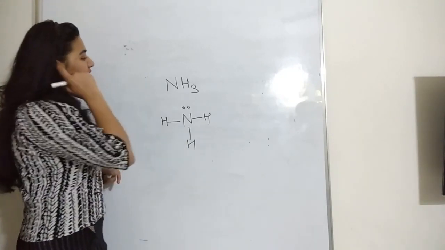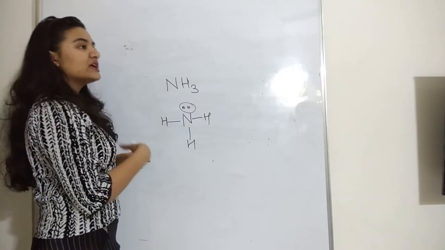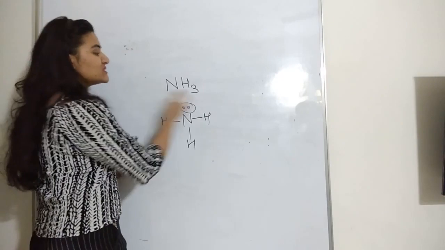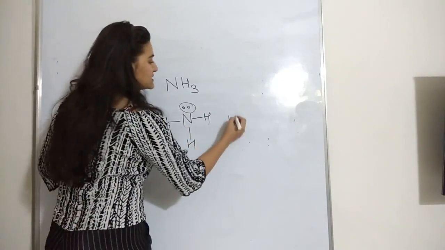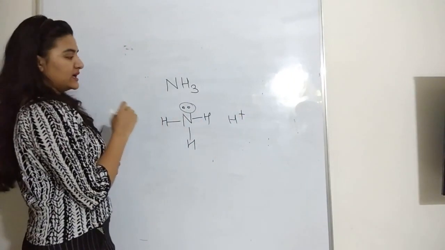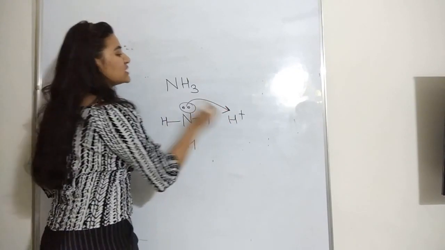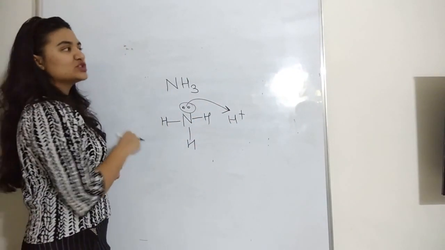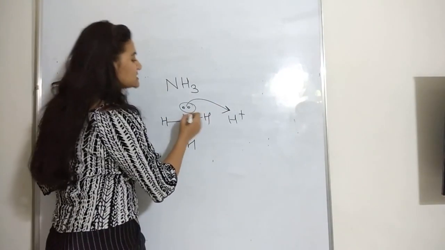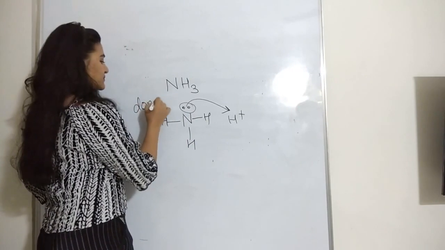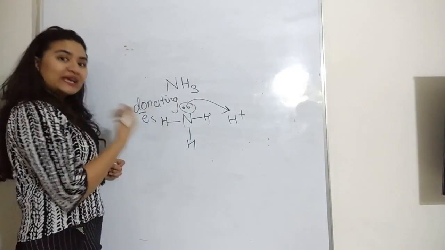Okay, so this lone pair, because it is an extra pair of electrons, if there is an H plus in the vicinity or close by NH3, what is it going to do? If there is H plus in its surrounding and it has extra electrons, it is going to donate this extra electron pair to that H plus which does not have any electron and make a bond with it. And because it is donating electrons, it has to be basic in nature.